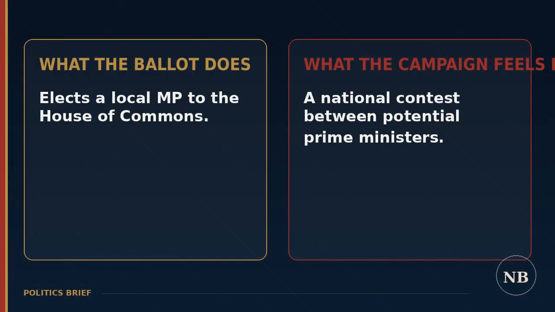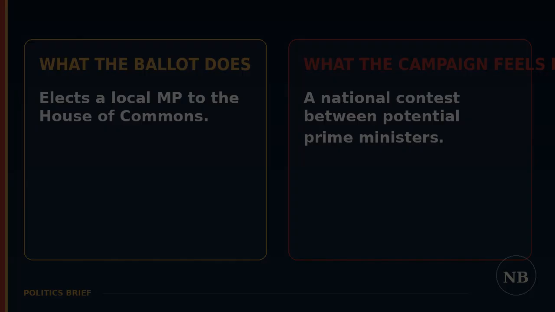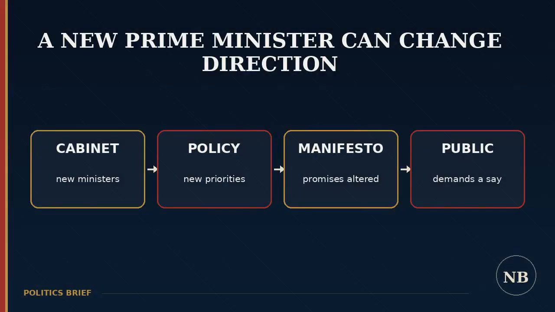They may replace senior ministers, abandon previous promises, introduce new economic policies, or reshape the government's priorities. The governing party may argue that it still possesses a mandate because it won the previous general election. Critics may argue that the programme presented to voters has been altered so significantly that a fresh election is needed. Both arguments contain some truth.